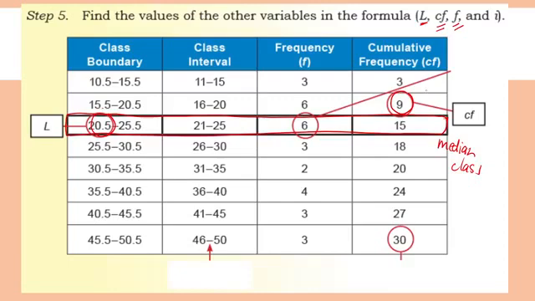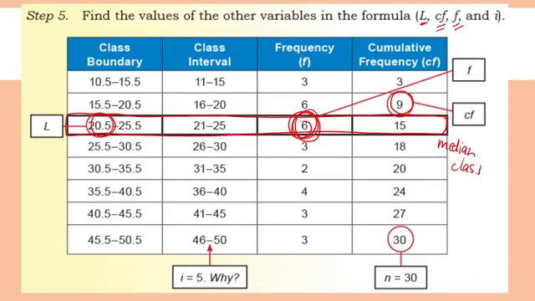Next, F. What is the frequency of the median class? How many is the frequency of the median class, the one I encircled? 6. That's our F. 30 is your N. You know that already. i is equal to 5. This is now my question: why is i equal to 5? Okay, it is 5 before reaching the median. 5 whole class intervals before it gets to 21 to 25.